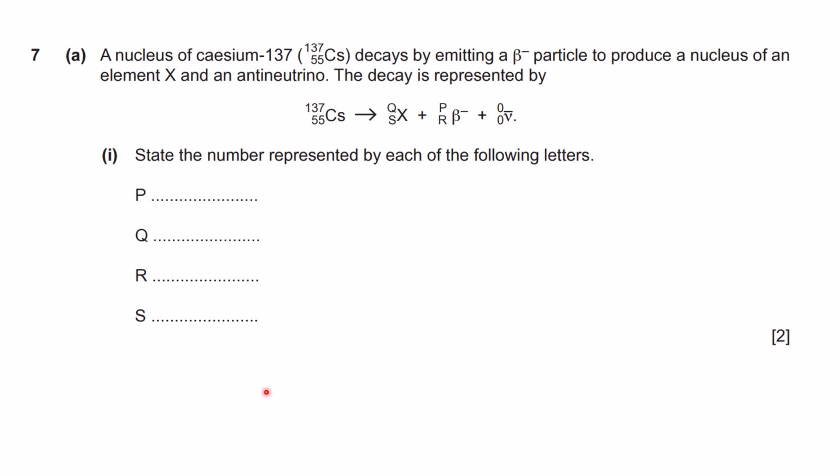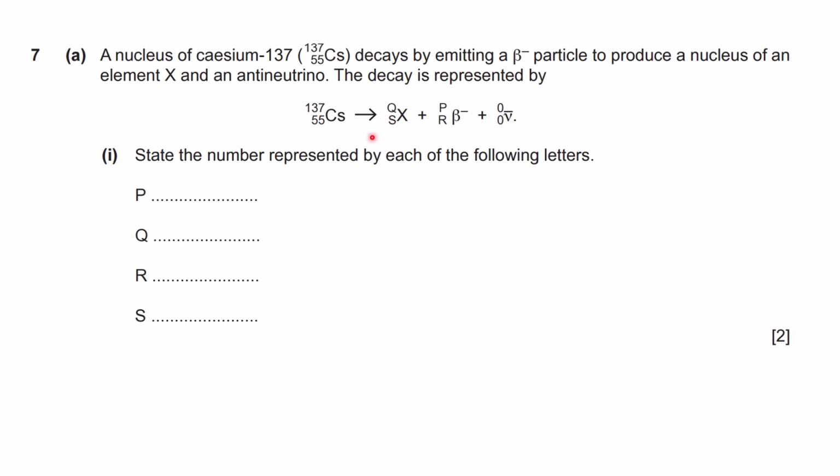Last question is about particle physics. A nucleus of cesium-137 decays by emitting a beta minus particle to produce a nucleus of an element X and an antineutrino. The decay is represented by this nuclear equation. State the number represented by each of the following letters, P, Q, R, S. This is a very simple question.